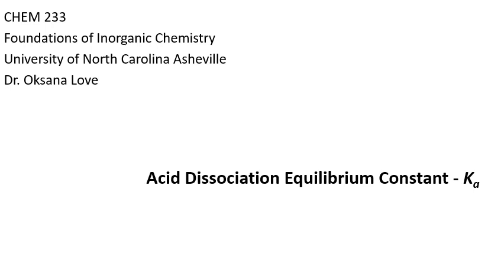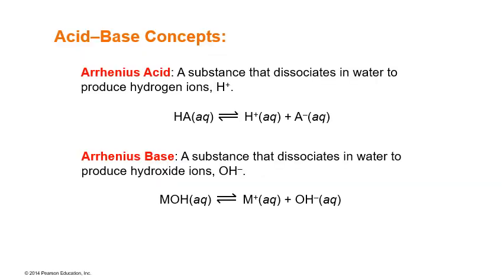In this flip, we will discuss the concept of Ka, the acid dissociation equilibrium constant, which is the measurement of the strength of the acid. As a quick review, in general chemistry, you discussed two types of acid-base concepts.